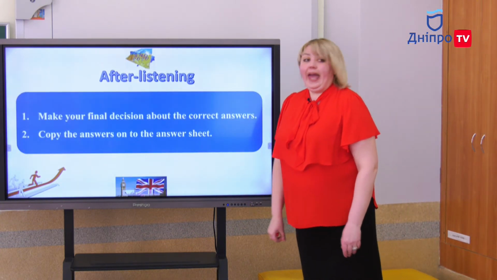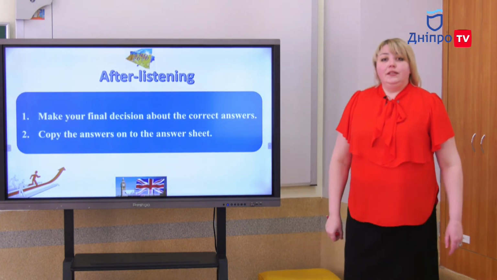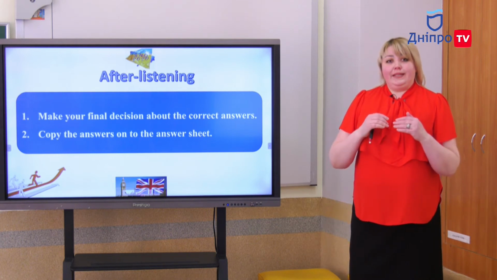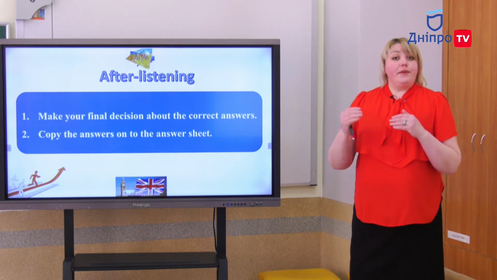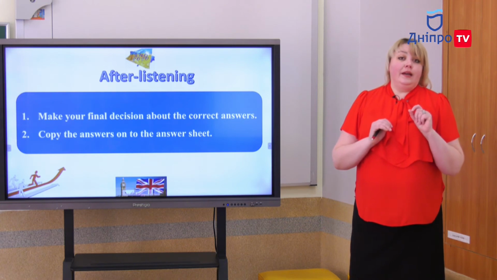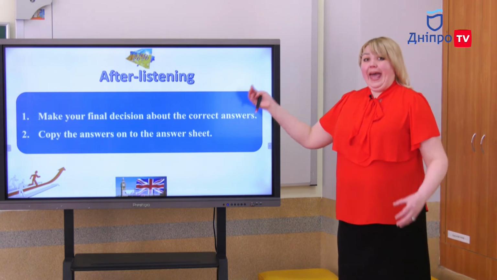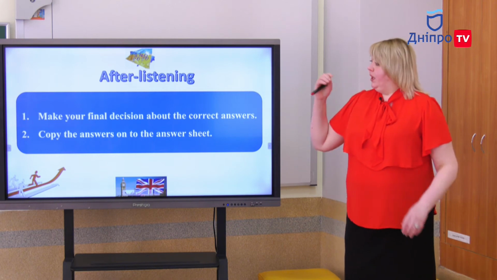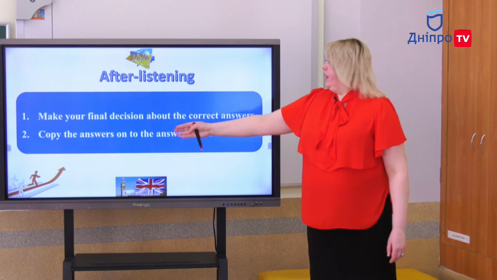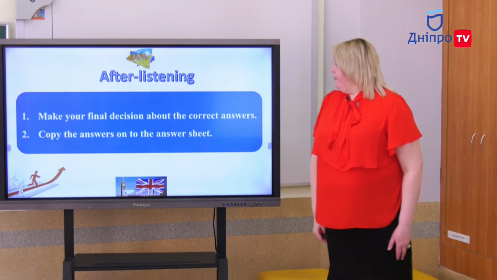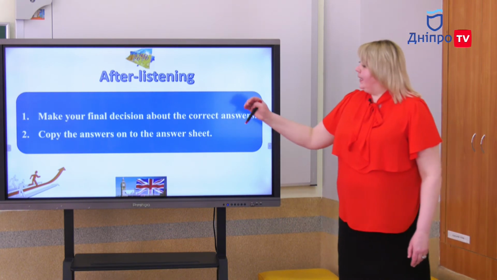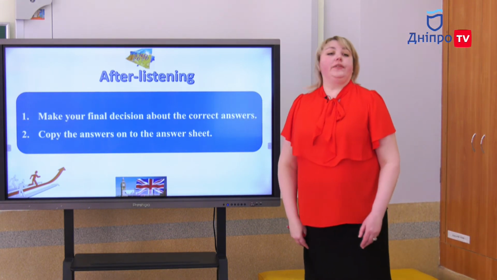So, let's move on, and after doing this task at the exam, we should remove 3 points. And at the exam, as a listening activity, we may do only 2. Make your final decision about the correct answers and copy the answers onto the answer sheet.